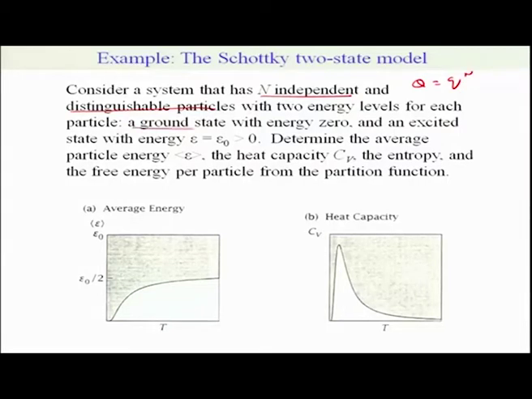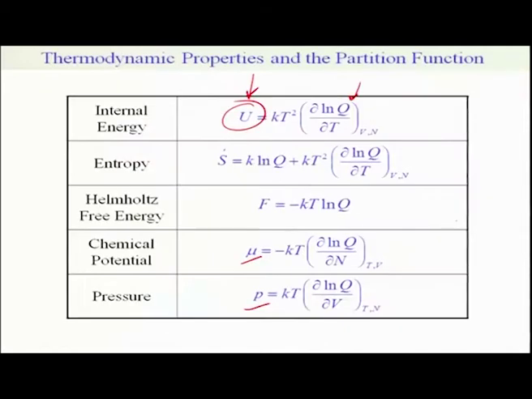It has two energy levels for each particle: a ground state with zero energy and an excited state with energy epsilon 0, which means q is nothing but 1 plus e to the power minus epsilon 0 by kT. Now, determine the average particle energy. Of course, you can calculate this, u by N, and this is something we have done earlier. This is what we can use.